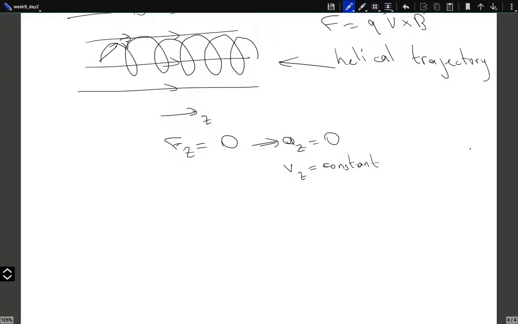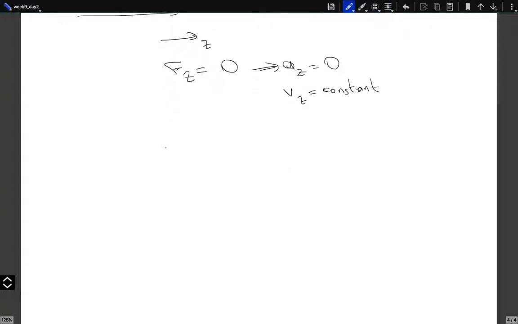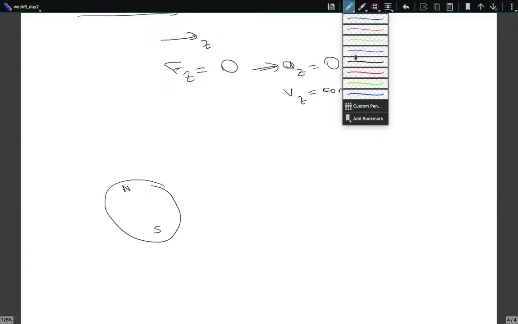Now let's apply this to the magnetic field of Earth. So here you have the Earth. Let's say this is the magnetic north pole, this is the magnetic south pole. So it has all these magnetic field lines.